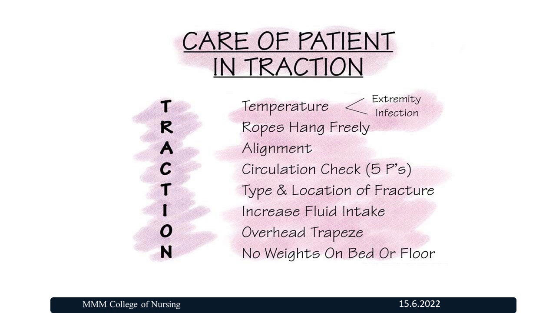This is an easy way to understand traction. T means temperature, or ropes hang freely; A, alignment; C, circulation check; T, type and location of the fracture; I, increase fluid intake; O, overhead trapeze, and no weights on bed or floor.